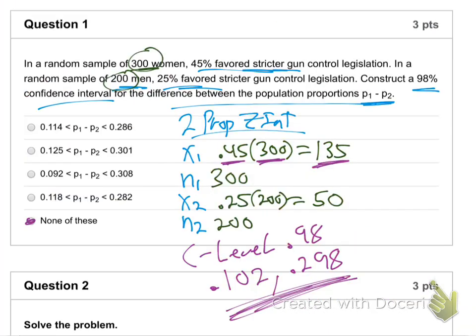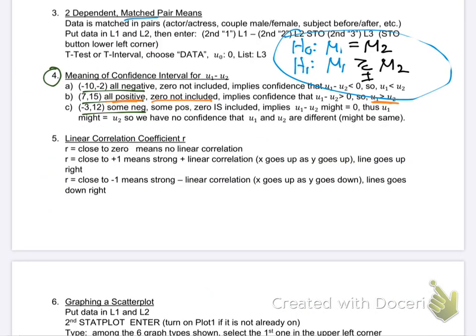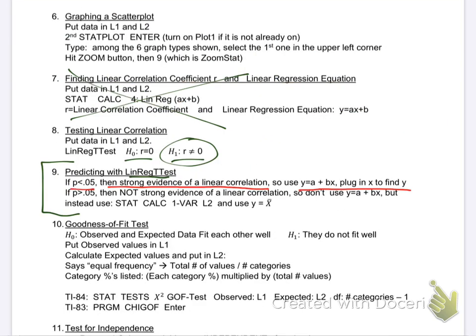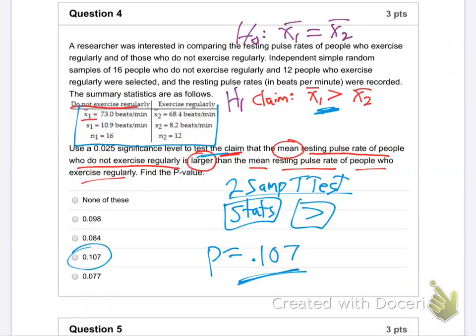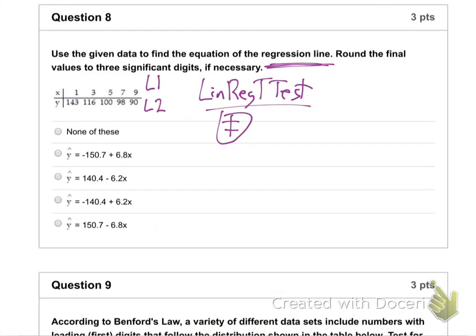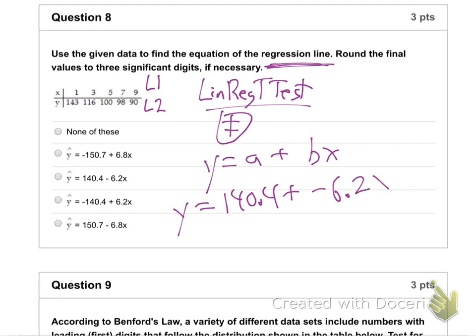I'm going back over here showing you on the exam notes. Right here. So R not equal to 0. Testing for linear correlation. So hit the buttons. And I'm getting, what am I getting? I'm getting y equals a plus bx. My a is 140.4, and my b is negative 6.2.